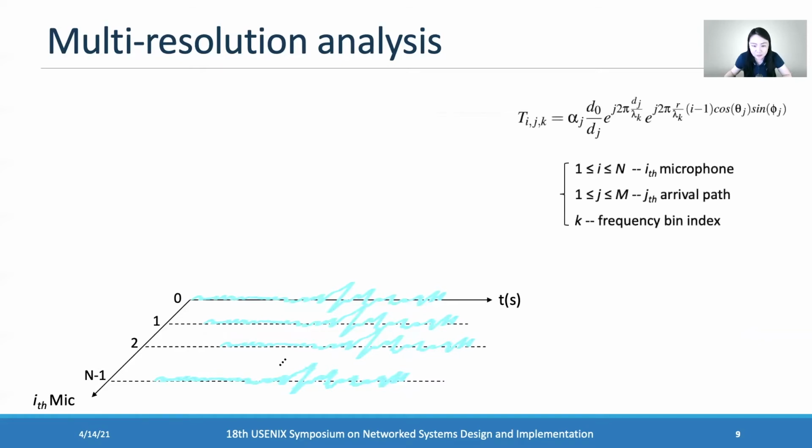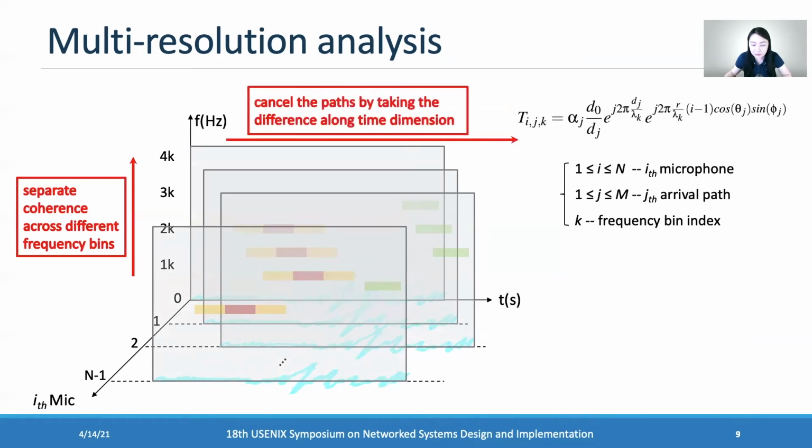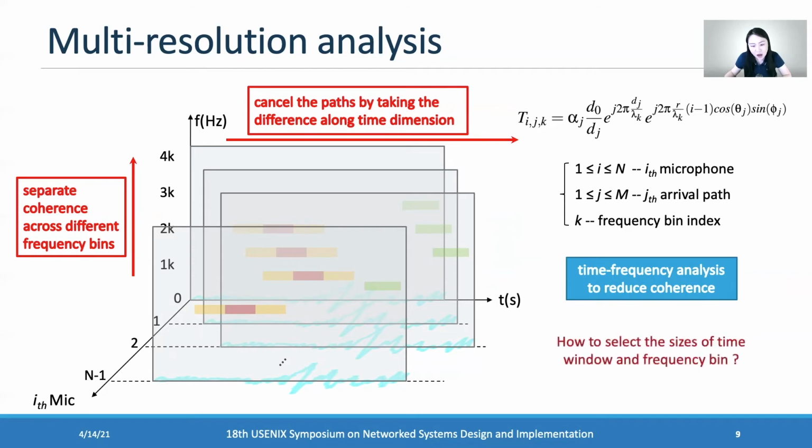If we model the multipath propagation model as T, then we find that it has three dimensions, including the microphone spatial dimension, path temporal dimension, and the frequency dimension. So our idea is to utilize the frequency dimension. We can separate coherence across different frequency bands, and then we can cancel the paths by taking the difference along the time dimension. This is especially useful for voice signals since different pitches may occur at different times. This is the basic idea of our time frequency analysis to reduce coherence. An important decision is how to select the sizes of the time window and the frequency bin to perform the analysis.